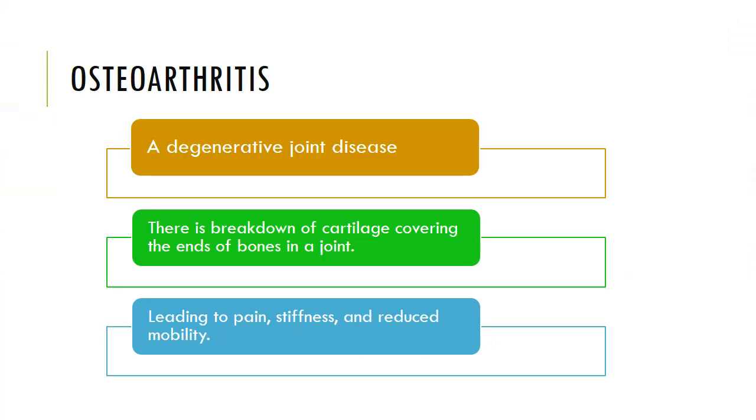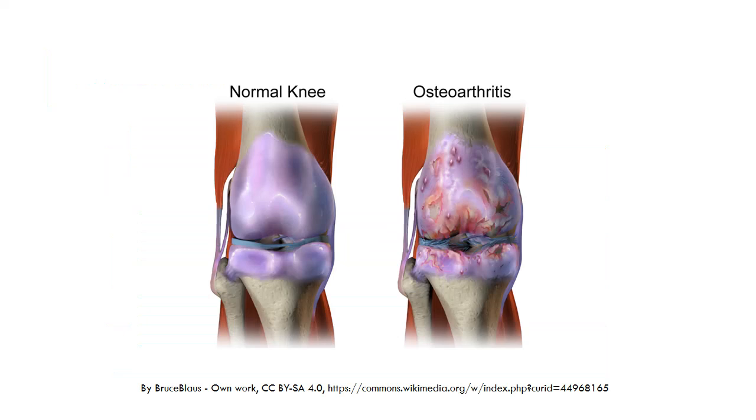Osteoarthritis is a degenerative joint disease characterized by the breakdown of cartilage, the smooth tissue that covers the ends of bones in a joint. This leads to pain, stiffness, and reduced mobility.